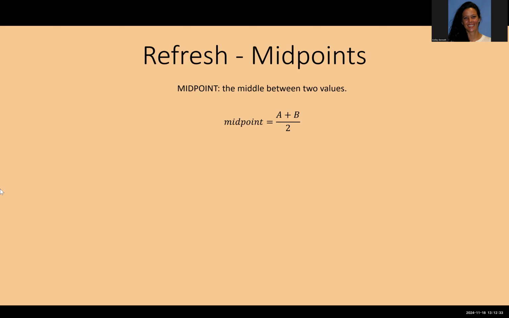Let's take a moment to refresh on how to compute the midpoint of two values. So if I want to compute the midpoint of two values, I'm going to add them up and divide by 2. You can almost think of this as taking the average of those two values.